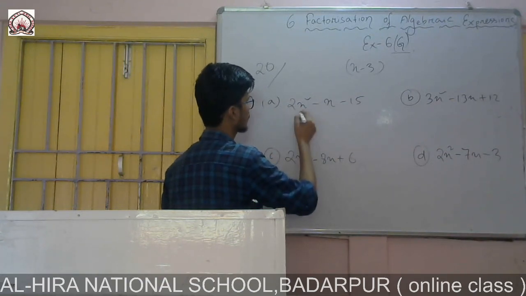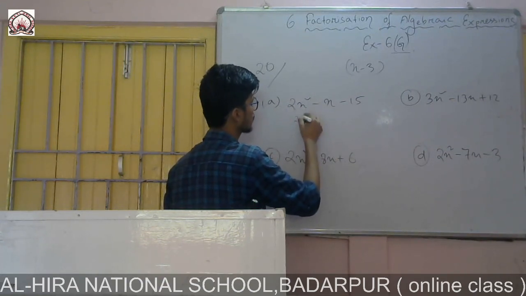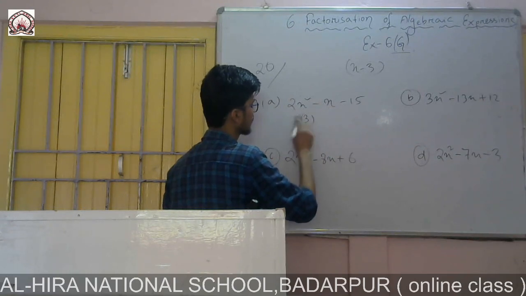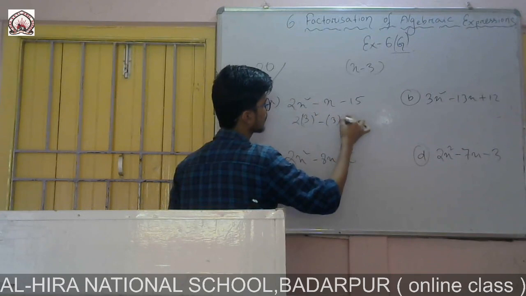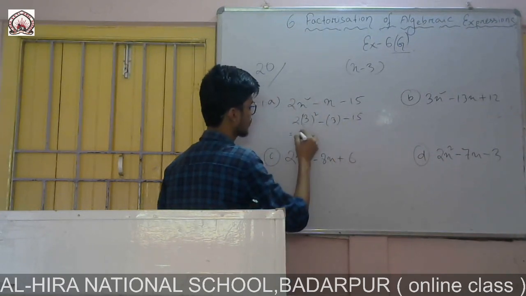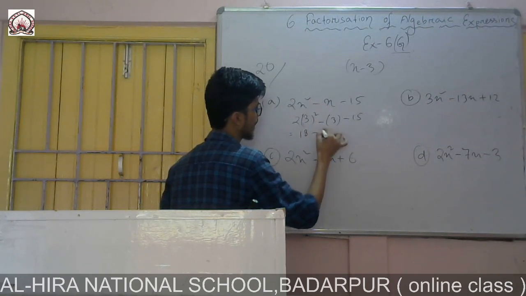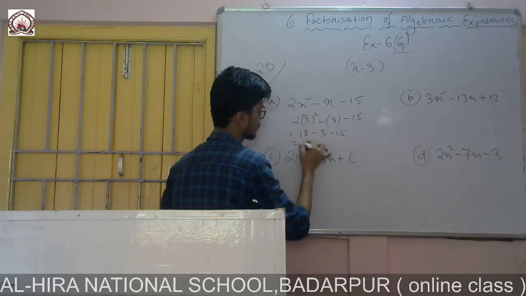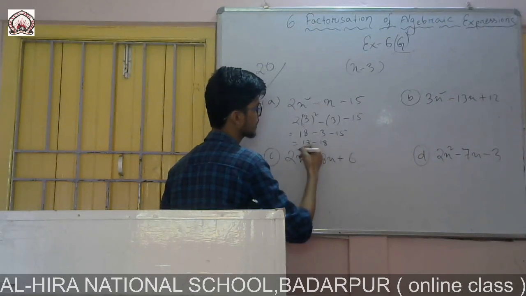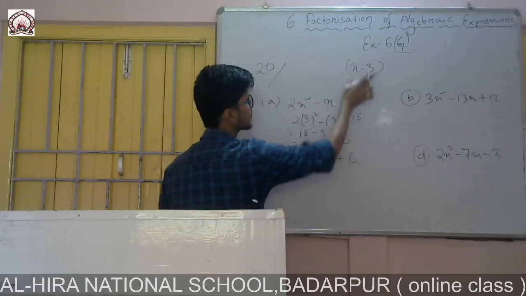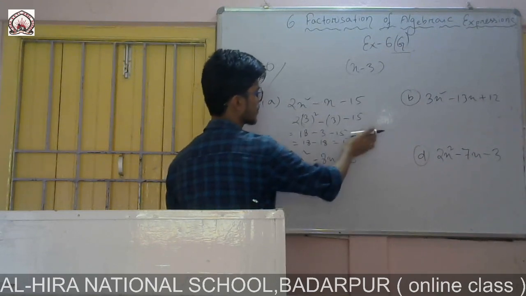So I am just doing it. In place of x, if I put 3: 2 into 3 square, minus 3, minus 15. So if I solve this one, 3 square is 9, and 9 twos are 18, minus 3 minus 15. So 18, and minus 3 minus 15 is minus 18. 18 minus 18 is 0. That means it is a factor. That means it is not the correct option.